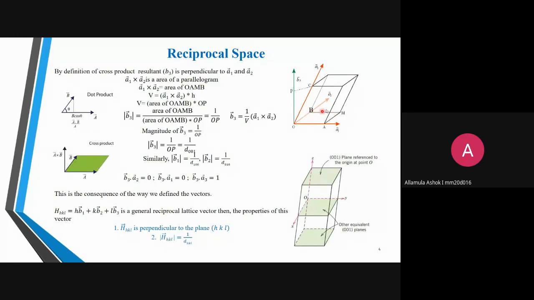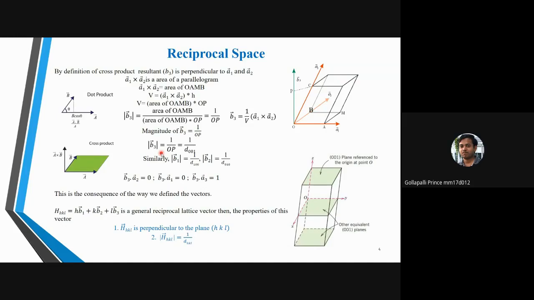Here the volume of the unit cell is nothing but this area times the perpendicular distance between these two planes, which is H, equal to OP. Therefore, B3 equals one by OP, where OP is the interplanar spacing between this set of parallel planes. So in the case of B3, it is equal to the interplanar spacing of the d001 planes. If it is a 001 plane, below it there is also a 001 plane. So the magnitude of B3 is one over d001.